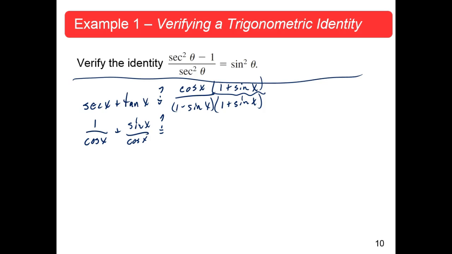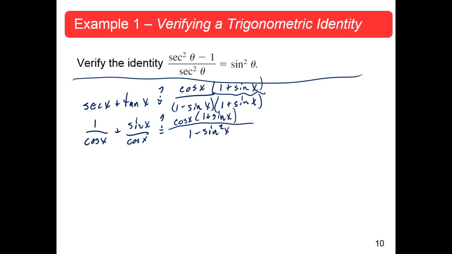All right, so let's start with the denominator. What does that new denominator become? 1 minus sine squared x. We'll come back to that in a minute. Our new numerator, we're going to leave just like we have it: cosine x times 1 plus sine x. Okay. Well, what is that?